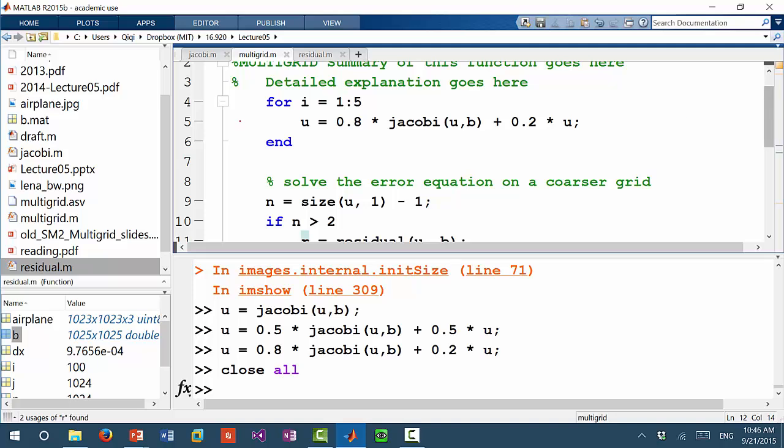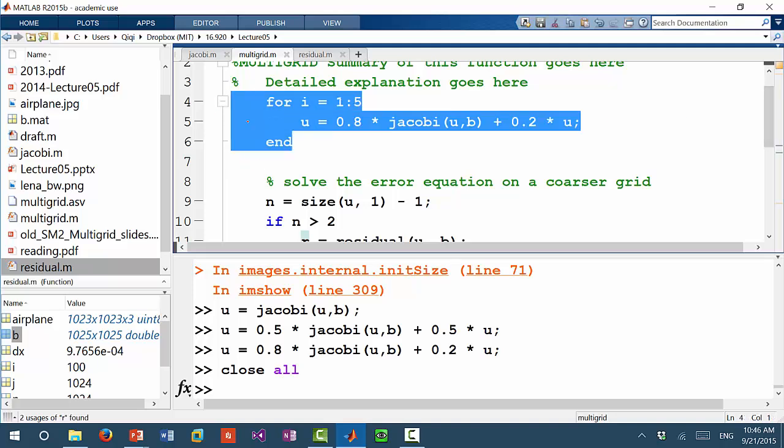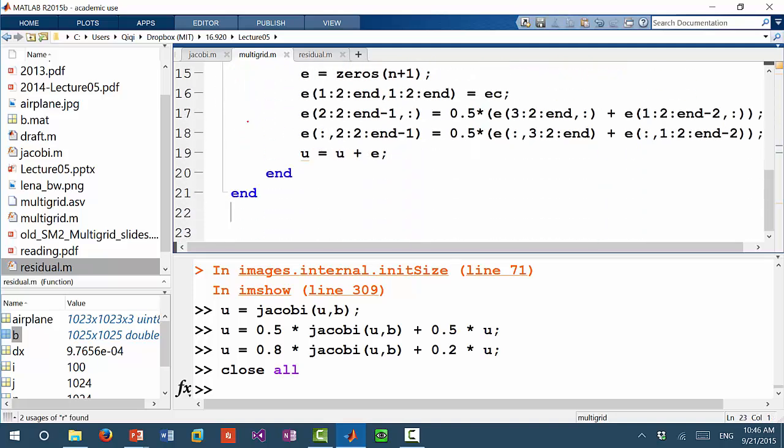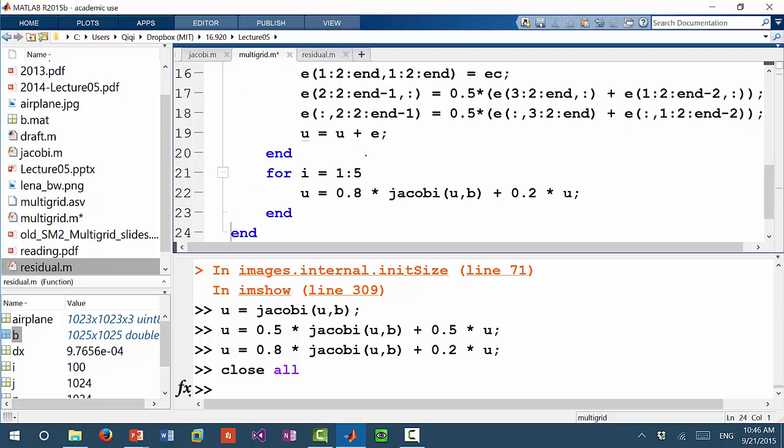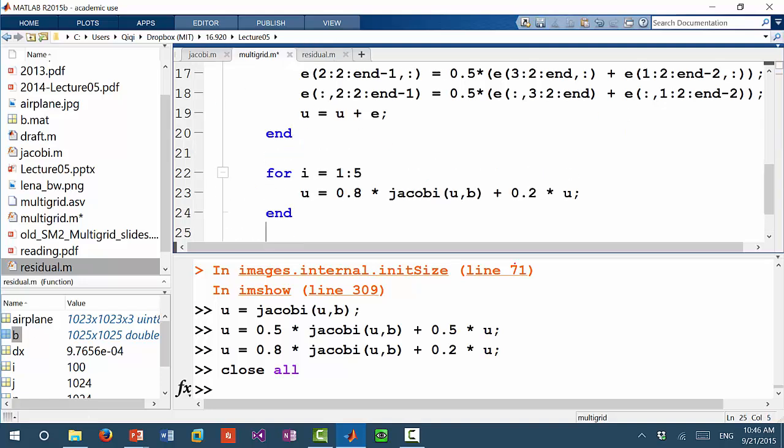Okay, so we haven't done the last component of this multigrid cycle, which is post-smoothing. So paste the pre-smoothing here, and U next is equal to U. All right, that completes our multigrid function.